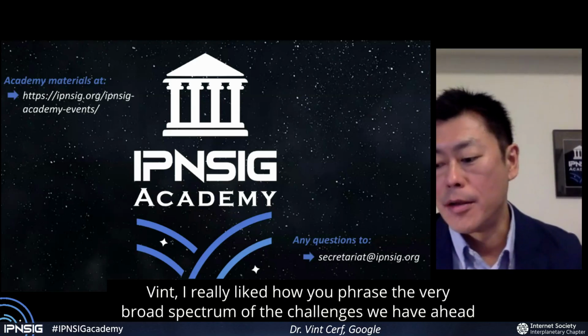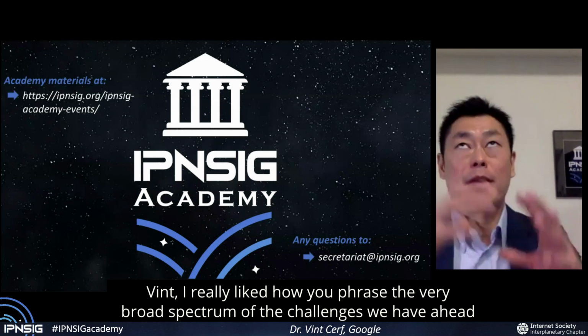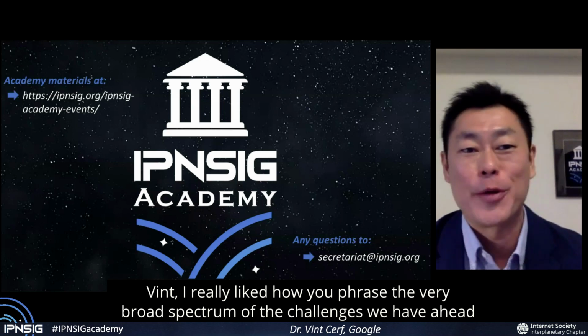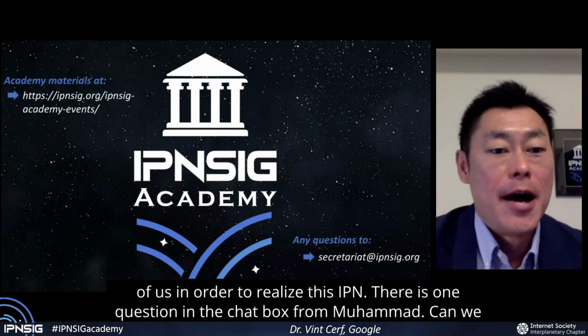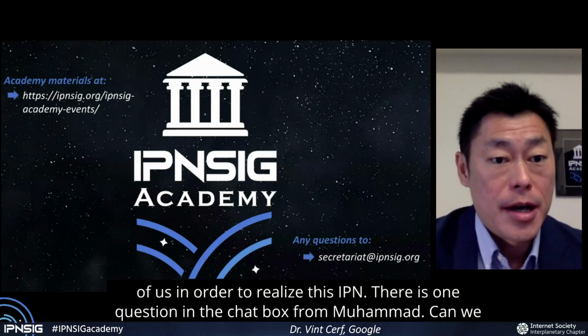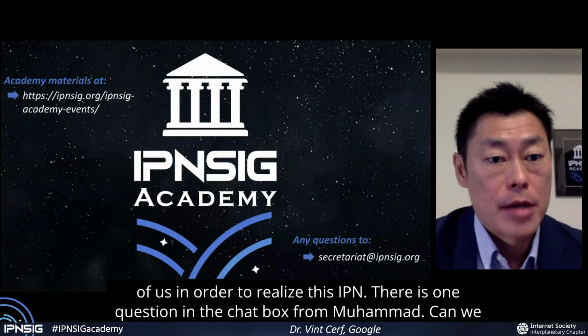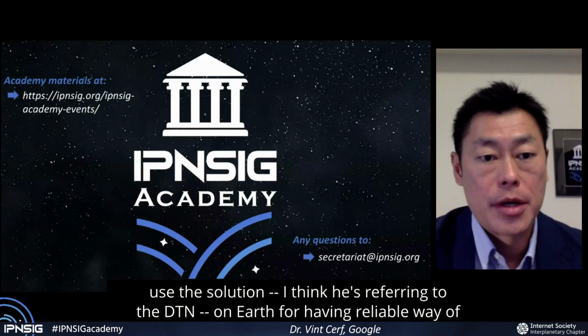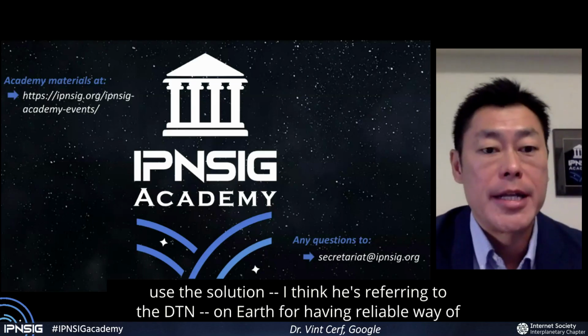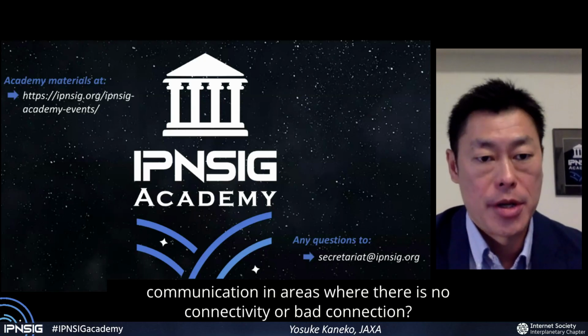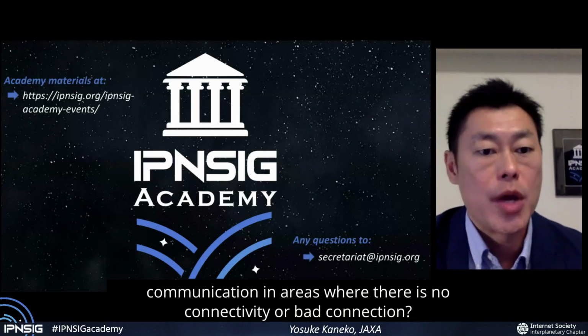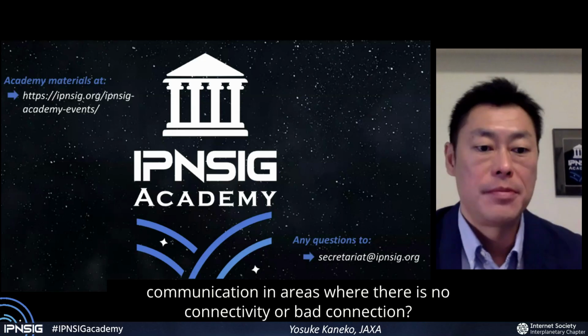Thank you, Vint. I really like how you phrased the very broad spectrum of the challenges we have ahead of us in order to realize this IPN. There is one question in the chat box from Mohammed. Can we use the solution? I think he's referring to the DTN on Earth for having a reliable way of communication in areas where there's no connectivity or bad connection.